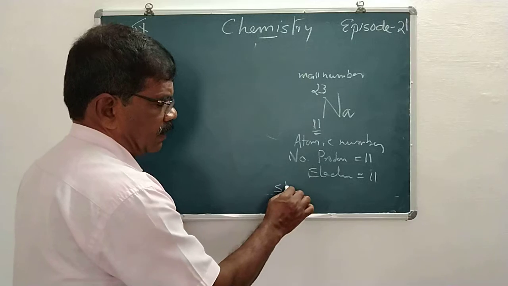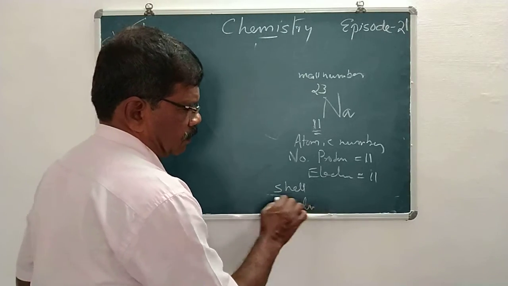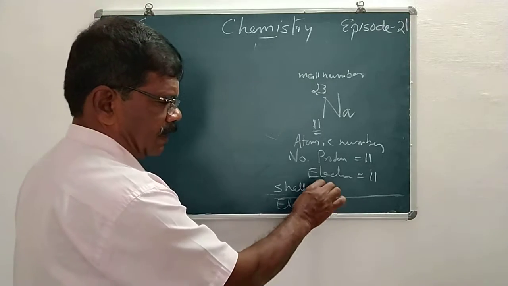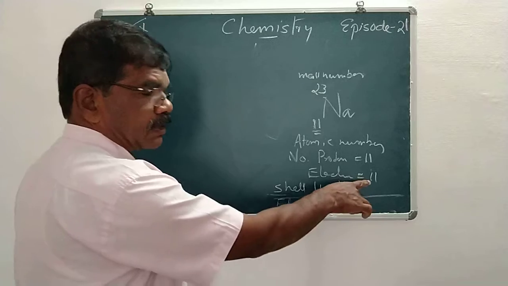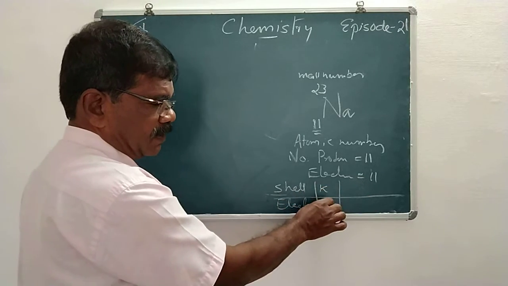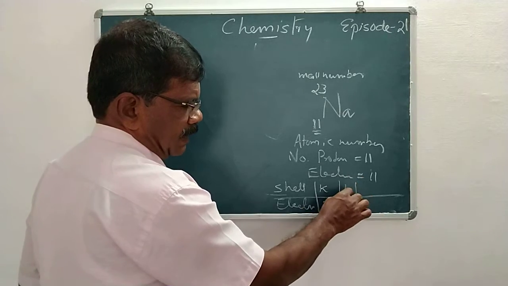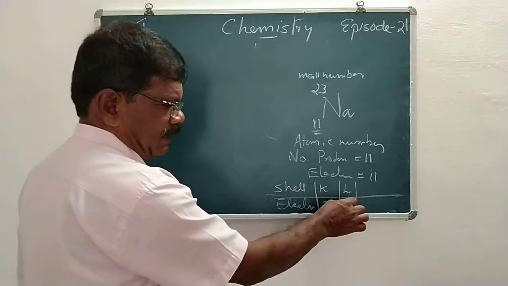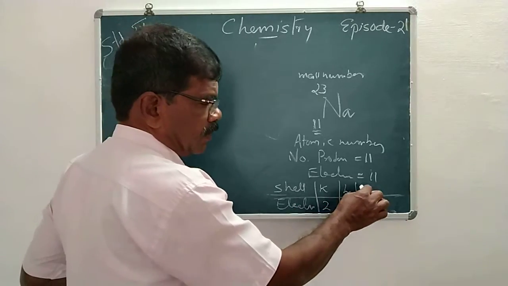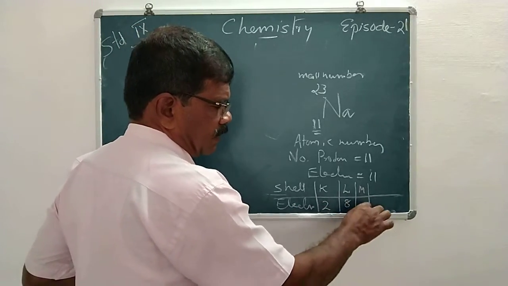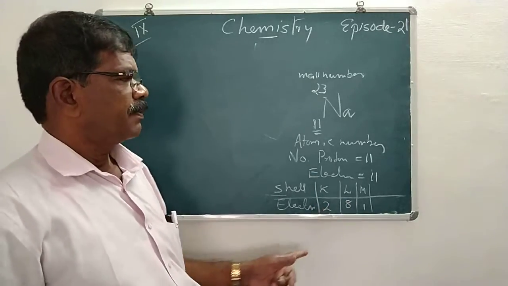Electron configuration, shell, electron. What are the shells? The first shell is K. Total number of electrons is 11. The first shell contains 2 electrons. Then 9 remain. The second shell is L. It contains 8. Then 8 plus 2 is 10. Then one more electron remains, and that goes to the M shell. So the electron configuration of sodium is 2, 8, 1.